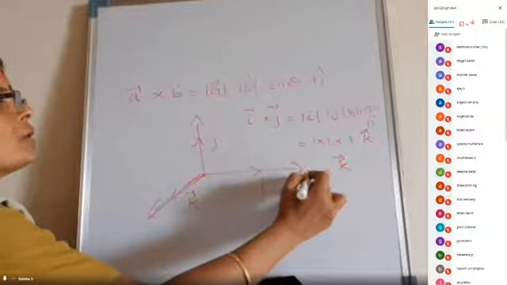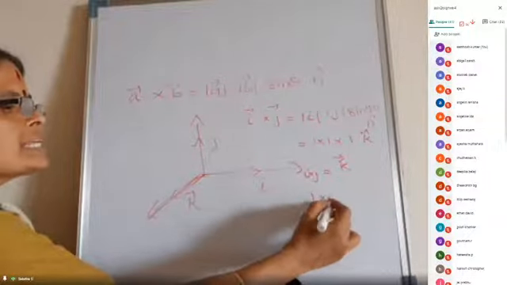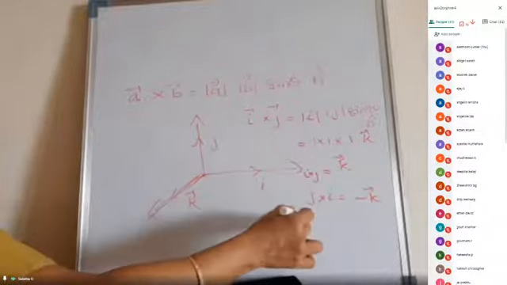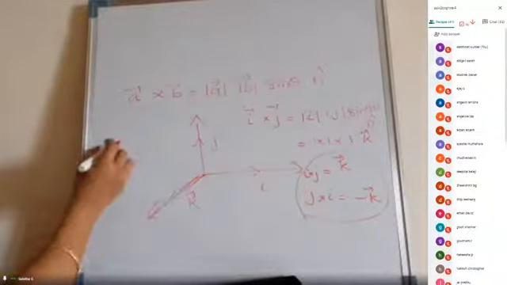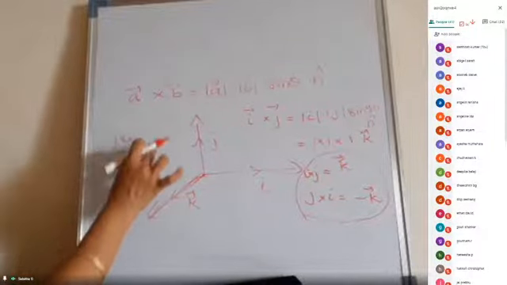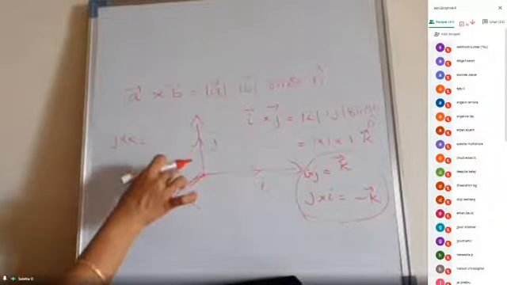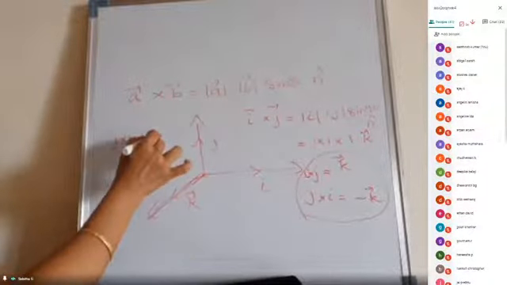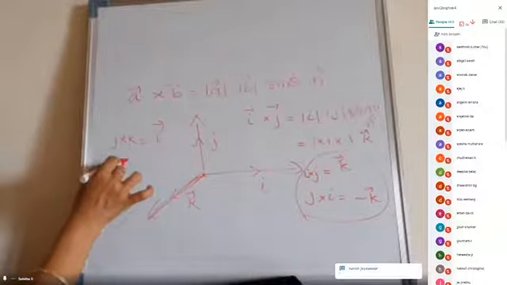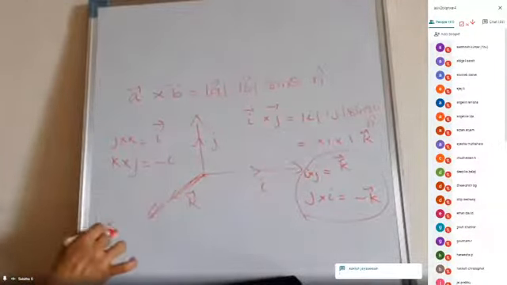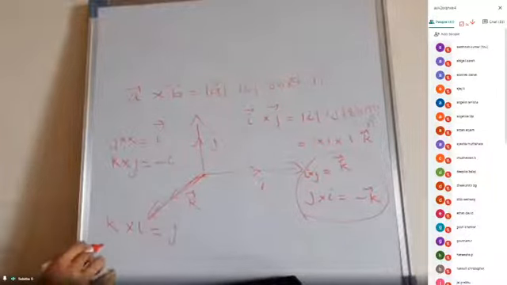I cross J. What about J cross I? I have to write minus K because they are not commutative. What about J cross K? Mod J, mod K, sin 90, and I acts as n cap. So J cross K is I vector. K cross J is minus I. What about K cross I? K cross I is J. I cross K is minus J.